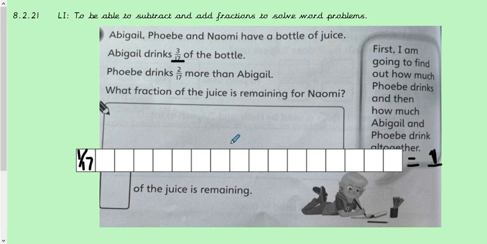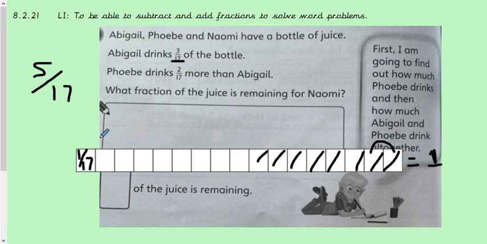So if they started with one whole bottle of juice and Abigail drinks 3/17, we go back 3. I'll just cross them out, 1, 2, 3. And then we worked out that Phoebe drank 5/17 because we added 2/17 onto 3/17. So we take away another 5. 1, 2, 3, 4, 5, and then we just count how much is left. So we've got 1, 2, 3, 4, 5, 6, 7, 8, 9 17ths remaining for Naomi.